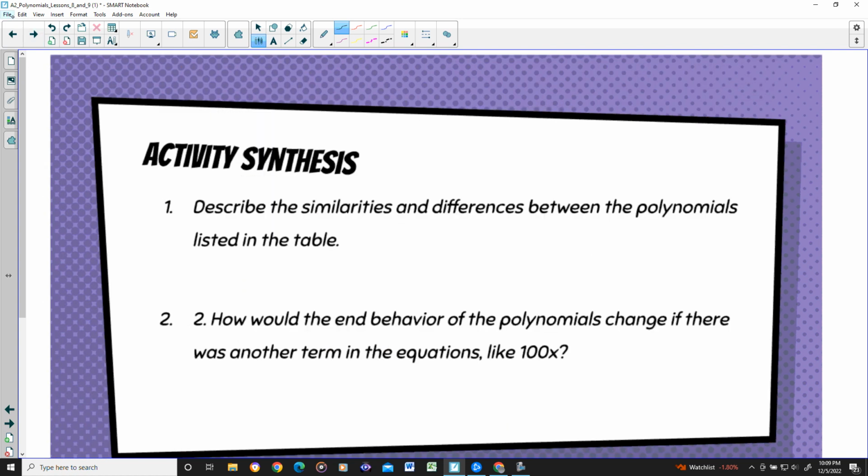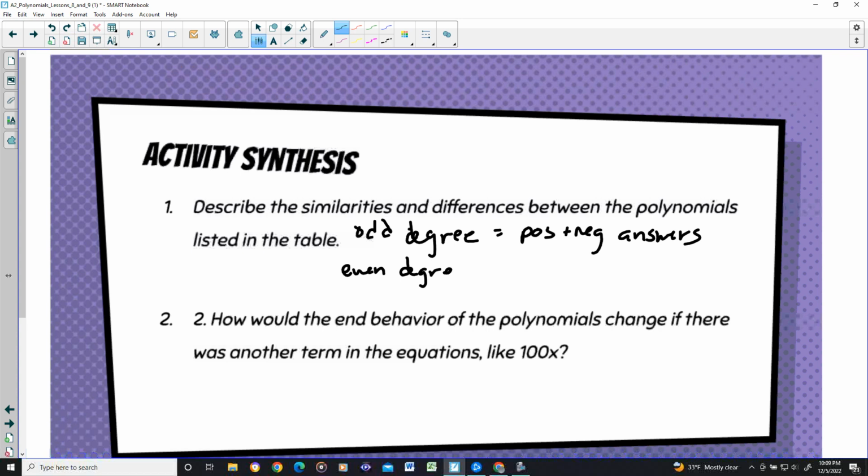So let's see if we can think about this. So, odd degree, positive and negative answers. Even degree equals all positive answers.